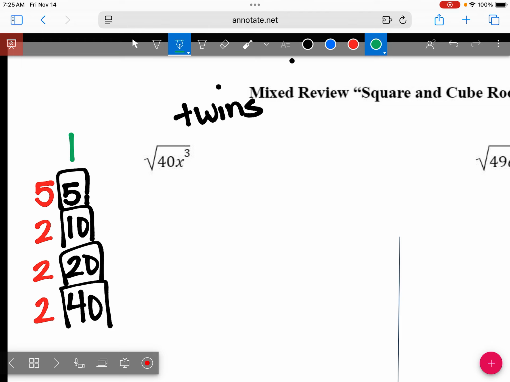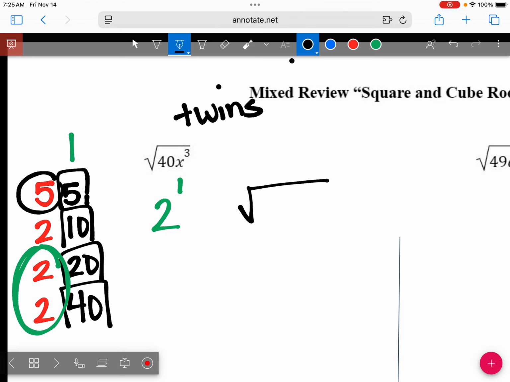So we're looking for twins. So we do have 1 set of twin 2s. So I'm going to take that out. 1 set of twin 2s. Underneath the square root, both of these numbers have to stay. And they're going to be multiplied. So that takes care of the 40.